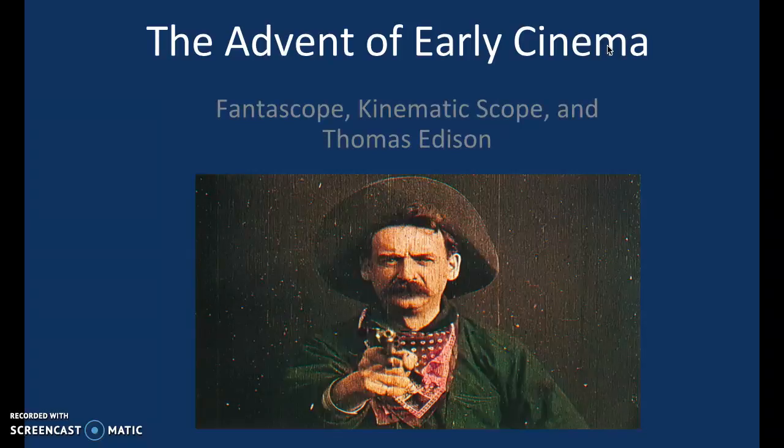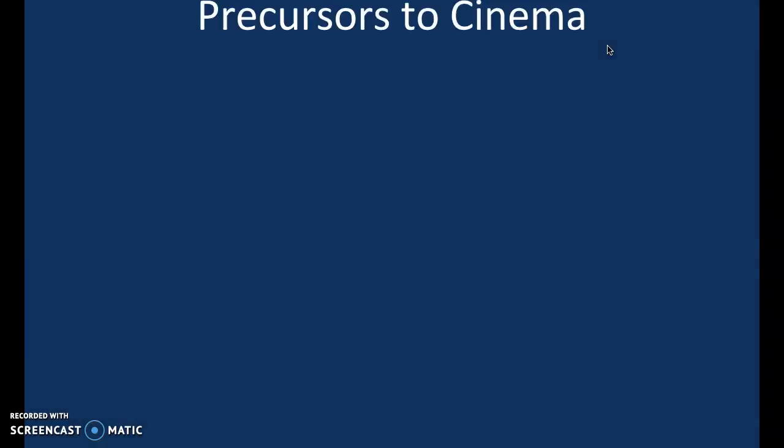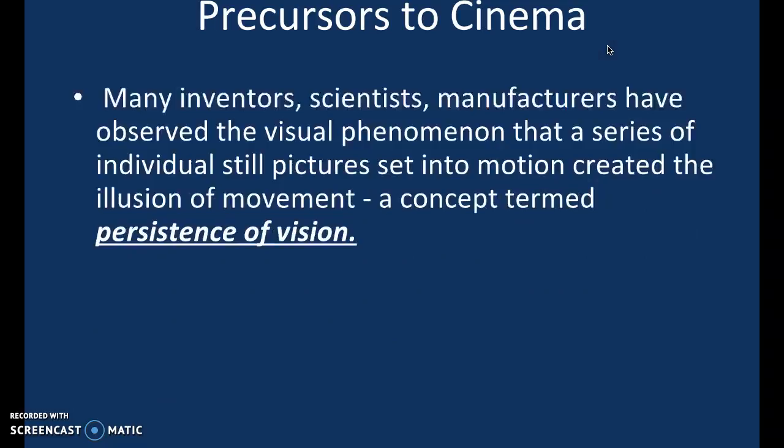So, we're going to talk a little bit about the phanatoscope, the kinematoscope, and even Thomas Edison, the inventor of electricity. He was also a huge player when it came to creating the first camera or cameras. So many inventors, scientists, manufacturers, they came together and they said, if you have a series of individual pictures and you set them in motion, meaning you play one after the other, it's going to work like a flip book and it's going to create a term called the persistence of vision or movement.